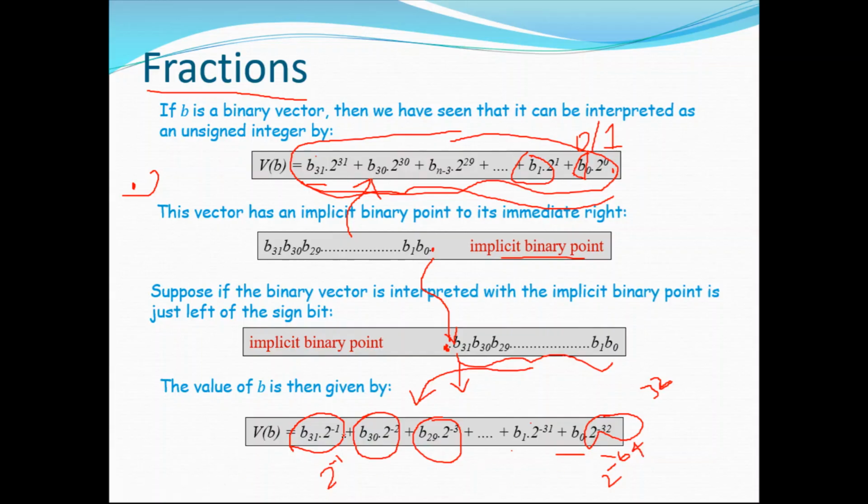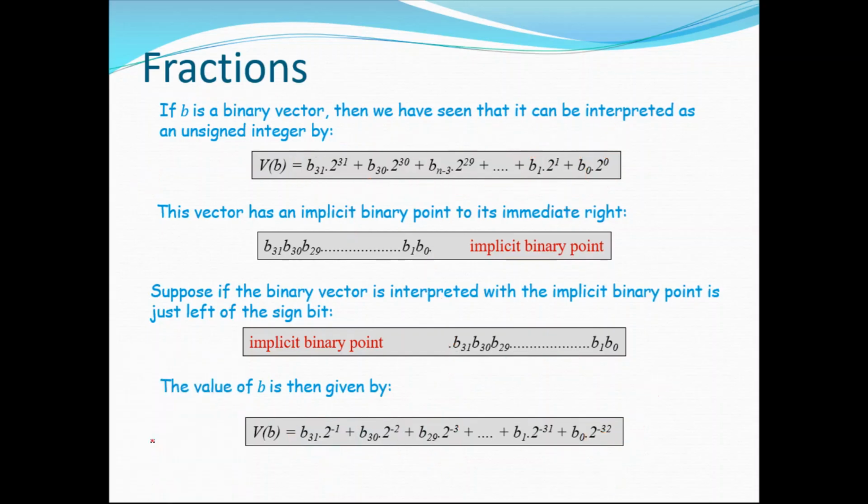Whatever value you get, you have to sum up. Again, this is actually interesting. 2 to the power minus 1 is 0.5. Assuming this bit is 1, if you multiply it with 2 to the power minus 1, it is 0.5. Assuming this bit is 1, if you multiply it with 2 to the power minus 2, it is 0.25. So if you see, 0.5 is exact, and 0.25 is exactly half of 0.5.